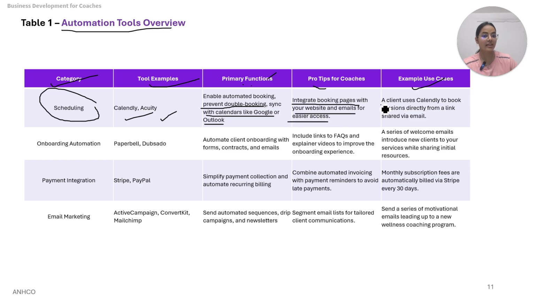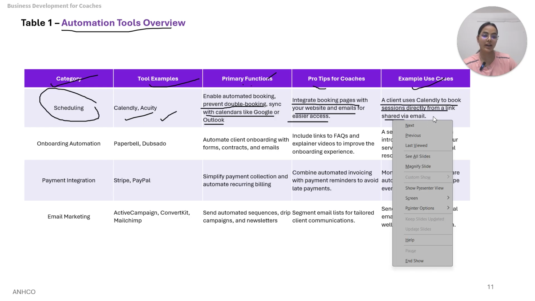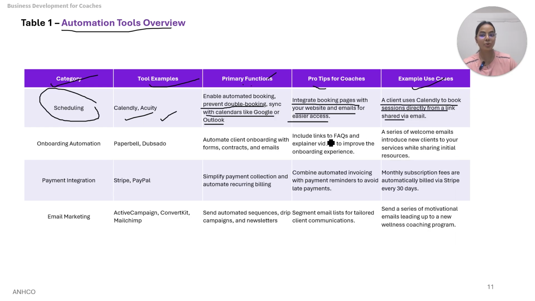Example use case: a client uses Calendly to book sessions directly from a link shared via their email. Take a moment to have a look at the rest of the table.